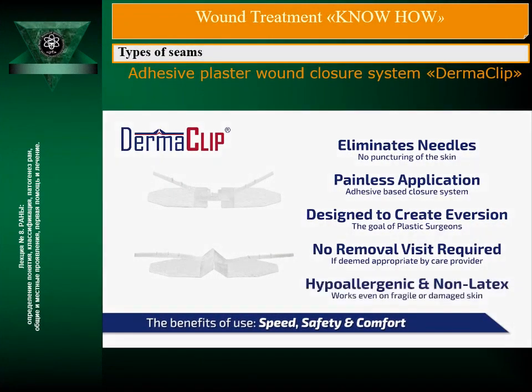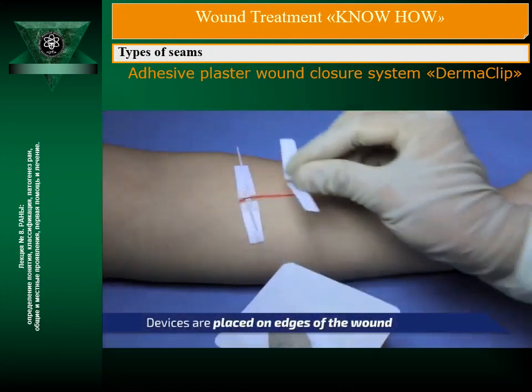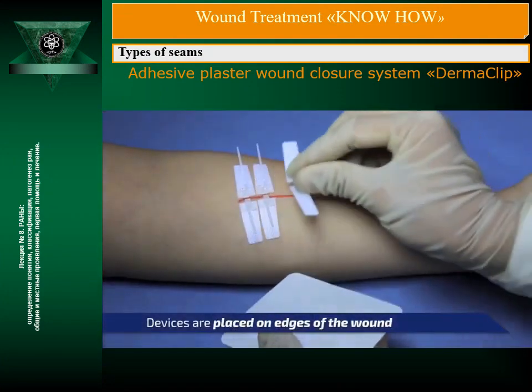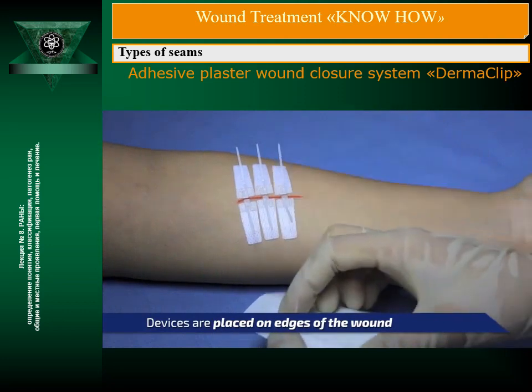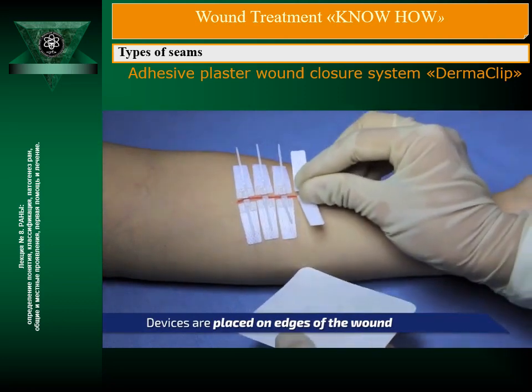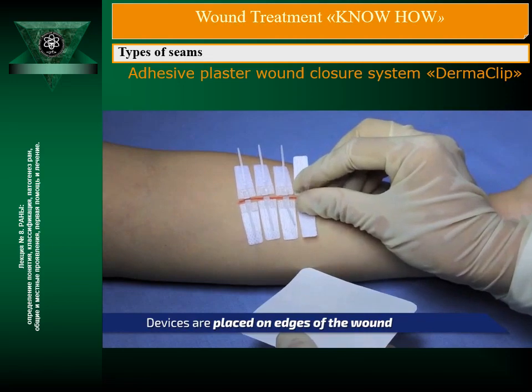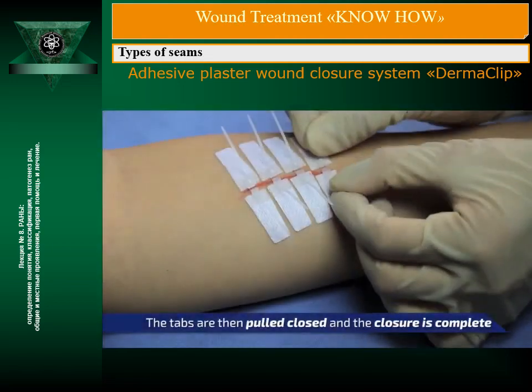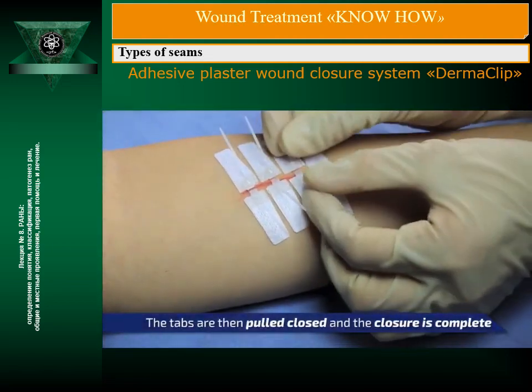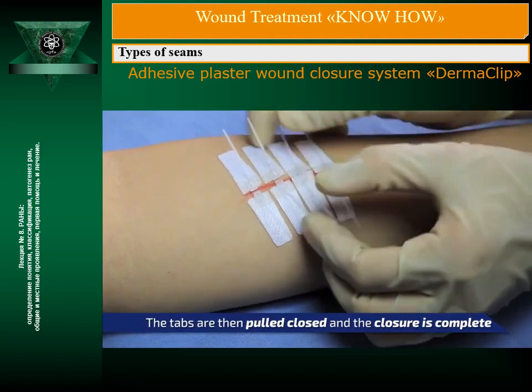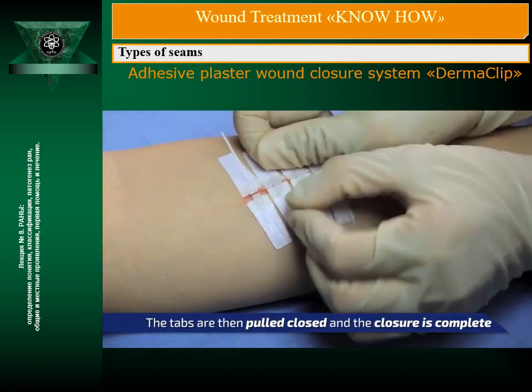For example, the methods of applying adhesive wound closure are presented to you here. This is the so-called DermaClip system. Let's just say this is know-how. It is a fairly modern thing, which, like any of the adhesive techniques, assumes low invasiveness. That is, we do not have additional needle punctures and suture material through the wound.